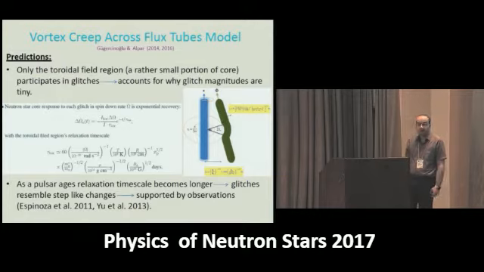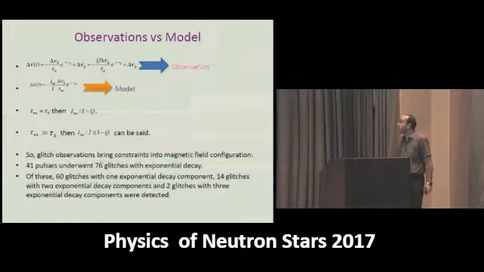One prediction of our model is that as a pulsar ages, the relaxation time scale becomes much longer. So glitches resemble step-like changes without any significant relaxations, and this is supported by observations by Espinosa et al. and Yu et al. Usually glitch observations are fitted by a model with a linear recovery and an exponential recovery. Here you can see an exponential recovery term and our model prediction.